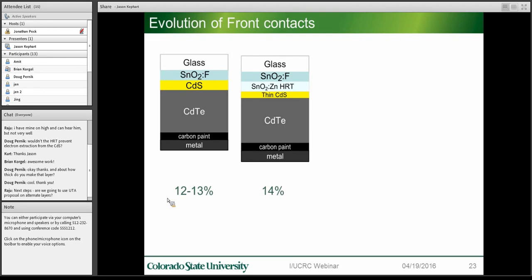Roger has a question. Are we going to use UTA proposal on alternate layers? I'm not sure what you're referring to.